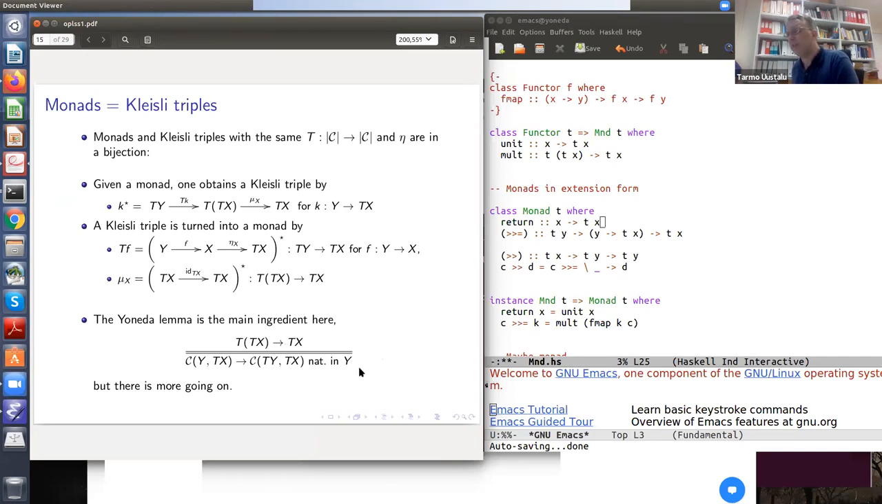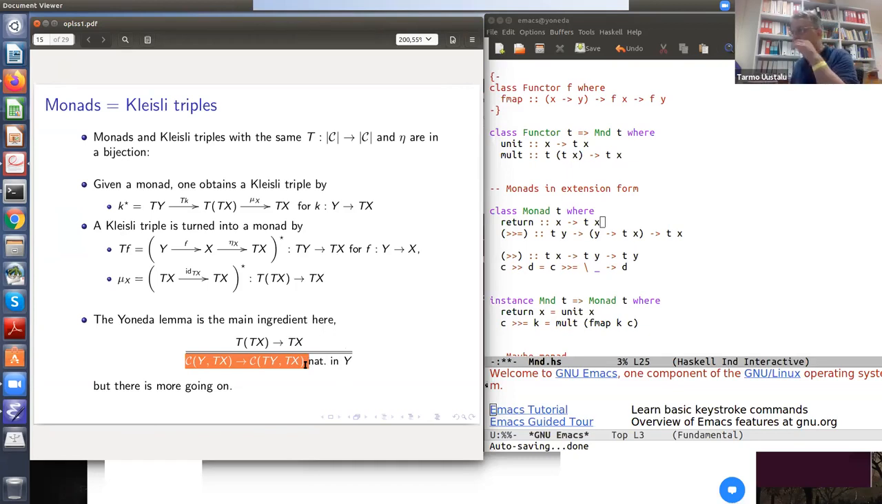Forget about the equation. By general categorical nonsense, there is a bijection between maps with this type and then maps between sets of maps like this, naturally in Y. This phenomenon is called the Yoneda lemma. And if you look at the line above here, that's the type of multiplication at X. And if you look at the line below here, that's the type of the Kleisli extension for different X and Y.